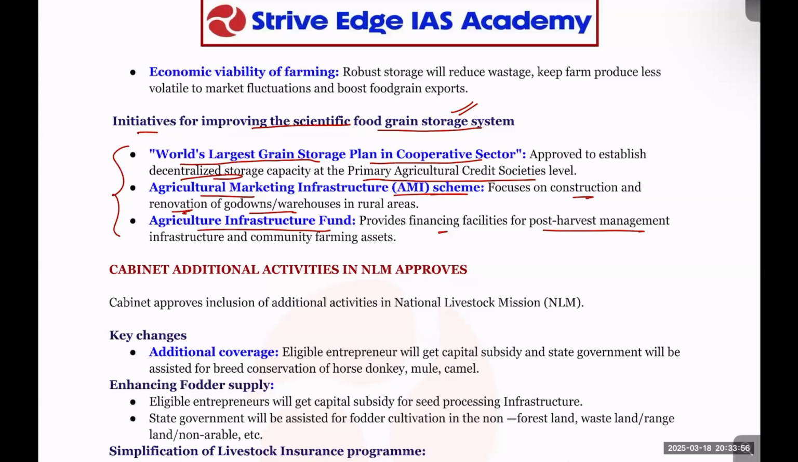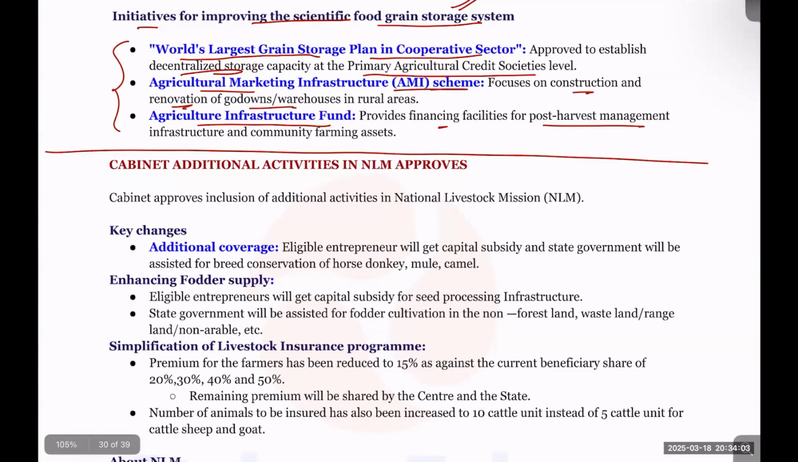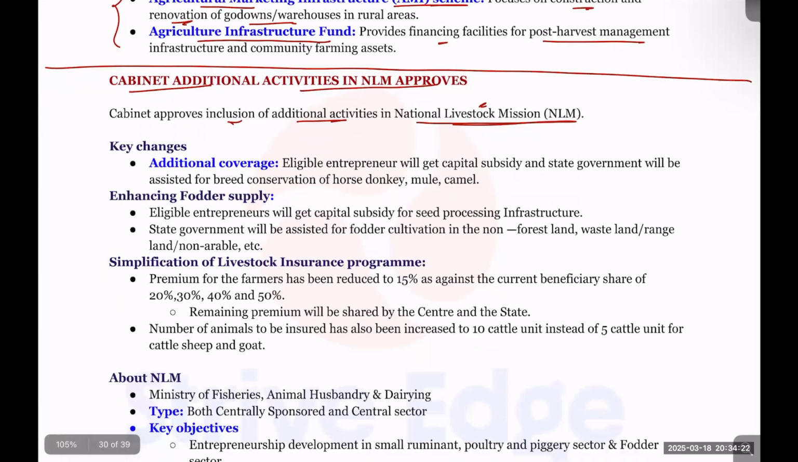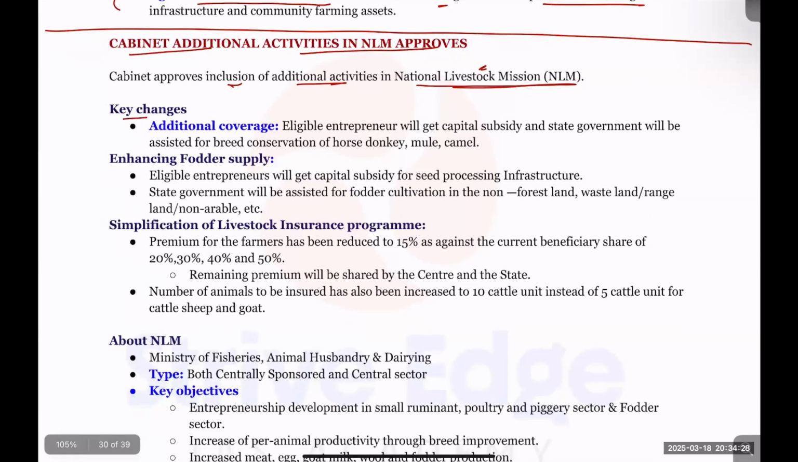grain in India. Right. Now, next topic that we have to talk about is Cabinet's additional activities in NLM approves. Okay, what is this all about? Cabinet has approved the inclusion of additional activities in National Livestock Mission (NLM). Okay, so under this National Livestock Mission, some of the activities were allowed. Now, the center or the cabinet has added some more activities in it. Right? What are the changes that have been done? Eligible entrepreneurs will get capital subsidy and state government will be assisted for breeding conservation of horse, donkey, mule and camel. So some of the animals have been added into the program.